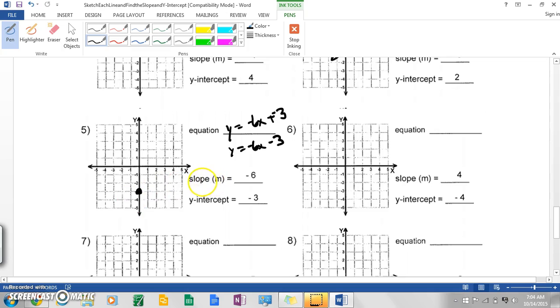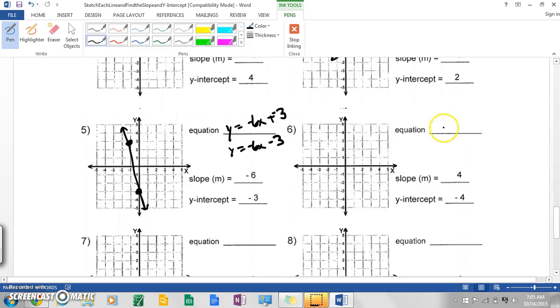Start here at negative 3. Our slope is negative 6. Okay, we're going to go down 6. 1, 2, 3, 4, 5, 6. Okay, I'm way off. I can count the opposite. 1, 2, 3, 4, 5, 6. And over 1, just like this. There's going to be my graph.